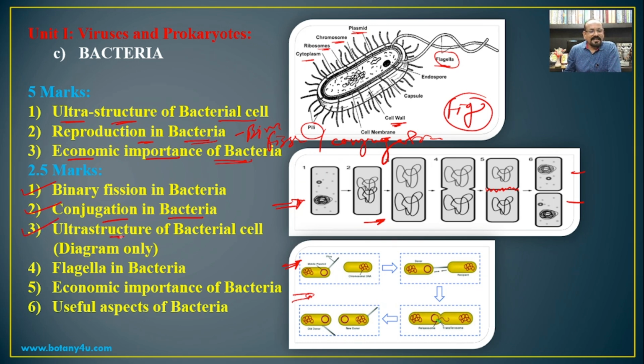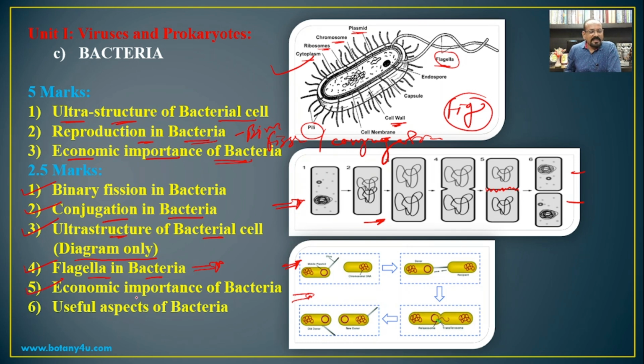The third question is the ultrastructure of the bacterial cell, and diagram only, which means we have to provide the diagram in this type of question. Then the fourth one is the flagella in bacteria, that is monotrichous, amphitrichous, lophotrichous, etc., on the basis of the development of the type of flagella from the cell wall.